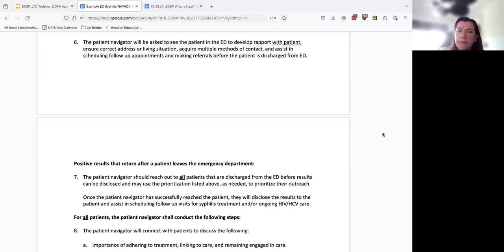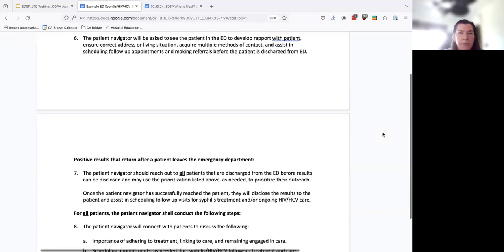And then they should assist in scheduling follow-up appointments and making referrals before the patient is discharged from the emergency department.